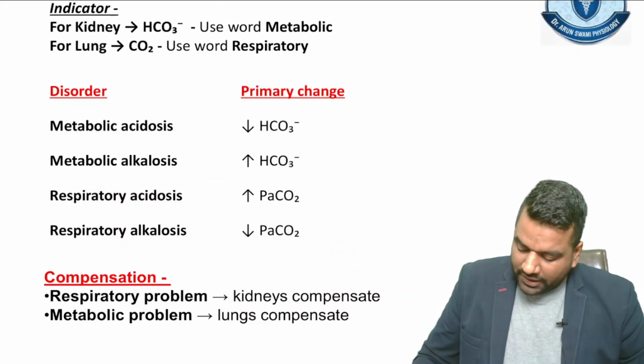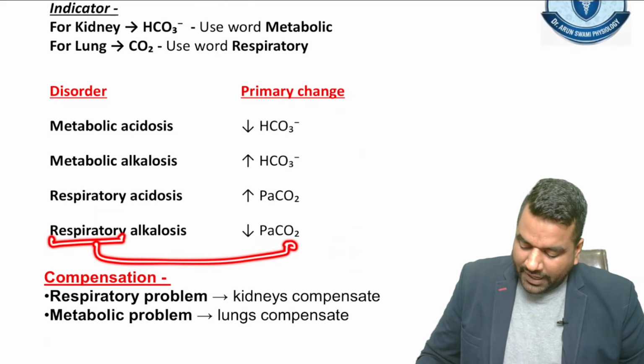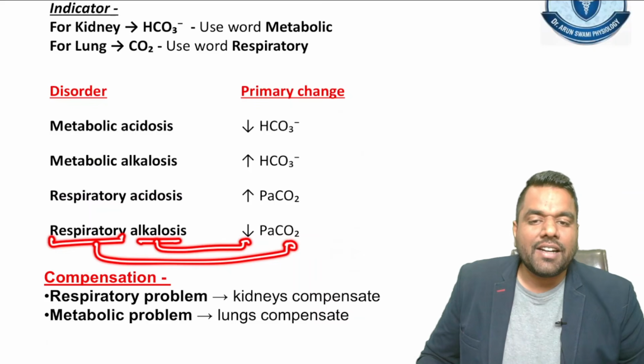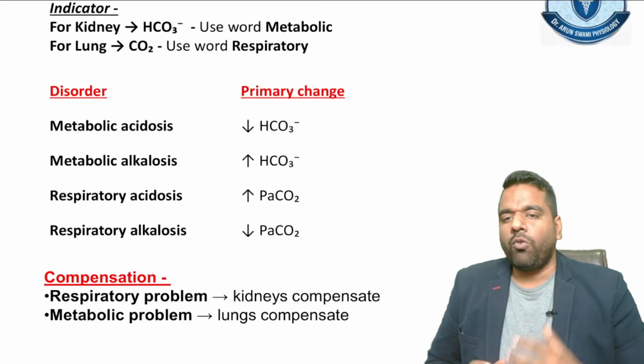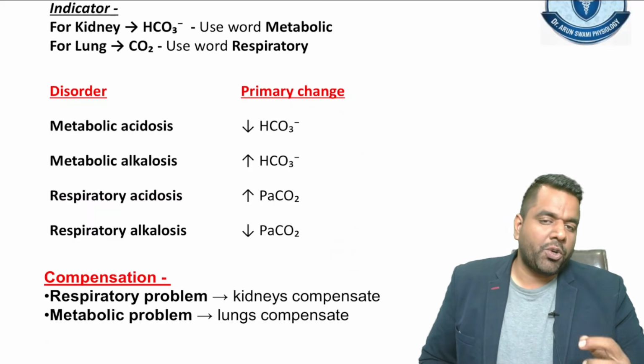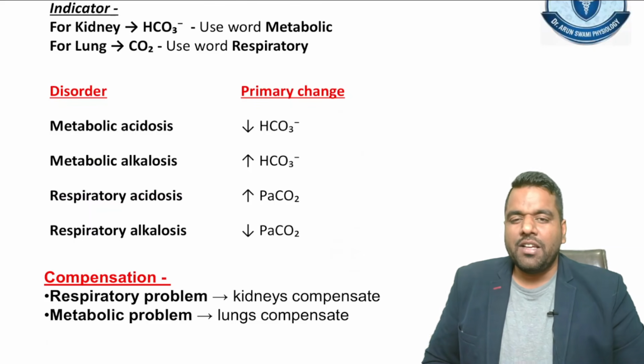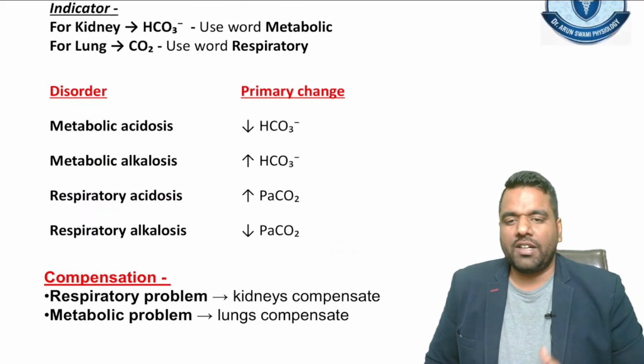And similarly for respiratory, we use the word CO2, and alkalosis means CO2 is decreasing. So this is how you have to understand via understanding the property of CO2 and the bicarbonate. Guys, this is how we can check the ABG all the time.